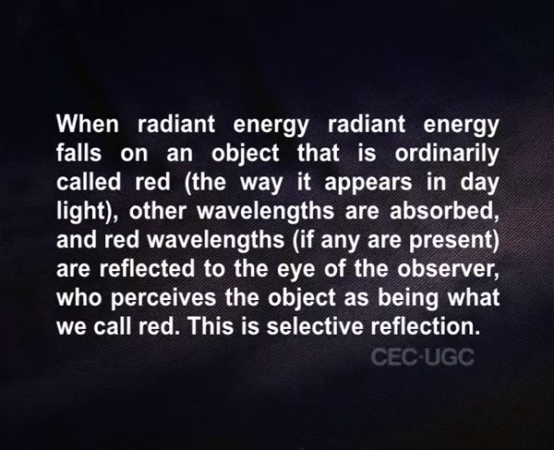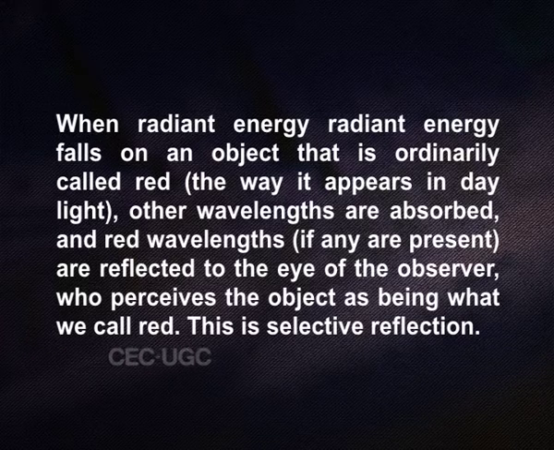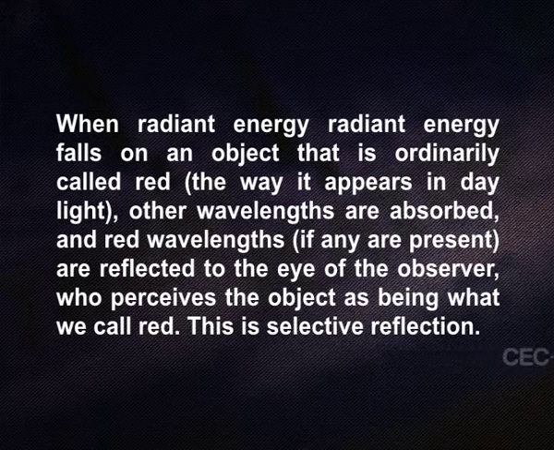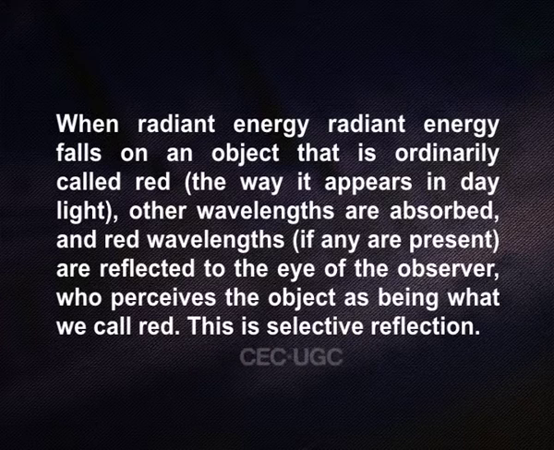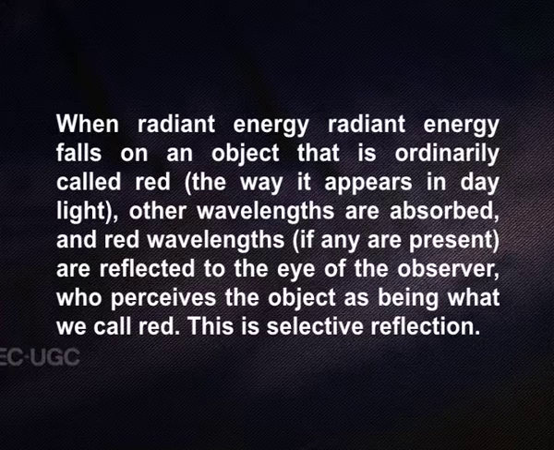When radiant energy falls on an object that is ordinarily called red, the way it appears in daylight, other wavelengths are absorbed, and red wavelengths, if any are present, are reflected to the eye of the observer, who perceives the object as being what we call red. This is selective reflection. If the red material is transparent, less energy may be reflected from the surface, but essentially the material transmits red and absorbs the other wavelengths.